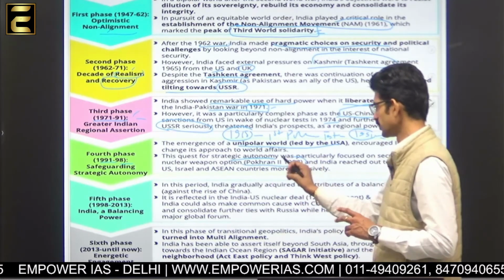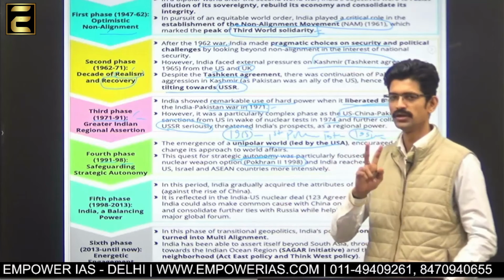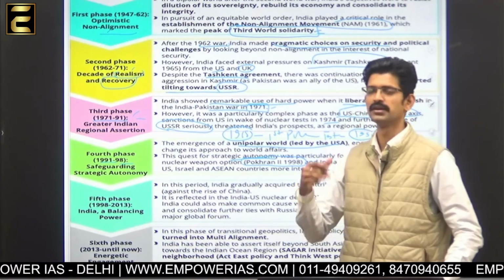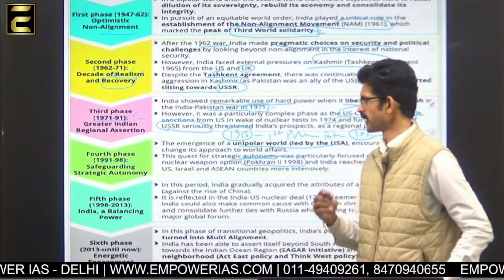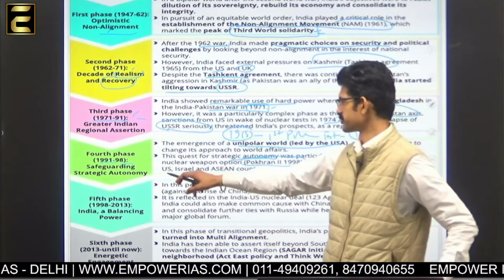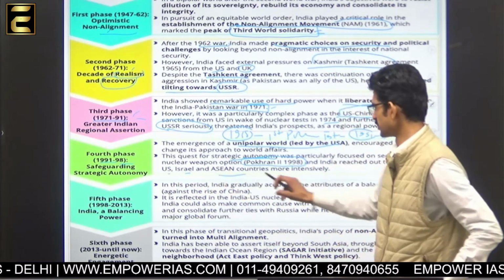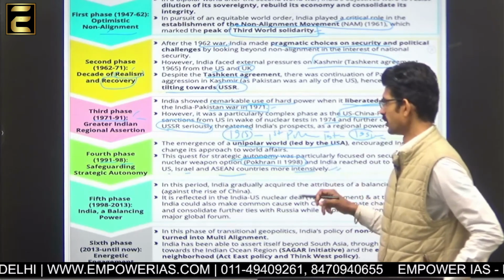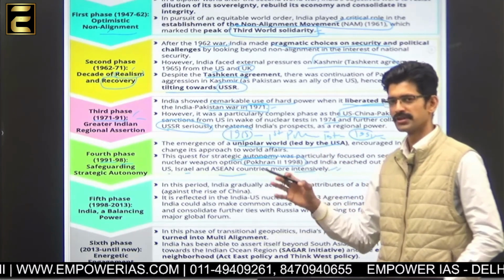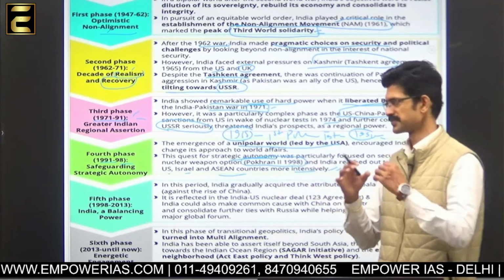Pokhran 2, 1998 में हमने second nuclear test किया, in which India shows itself again as a different power, and it caters the engagement with United States, Israel, Asian countries more intensively. भारत ने अपना रिच यूनाइटेड स्टेट्स, इजराइल और एशियन नेशंस के साथ और भी ज़्यादा रिलेशनशिप बढ़ाए.